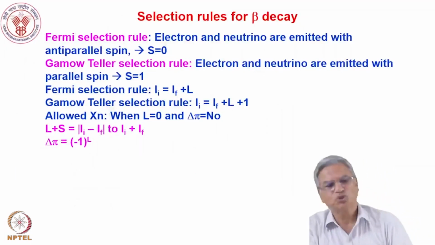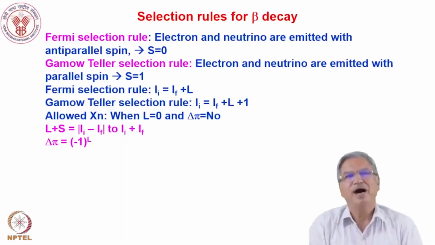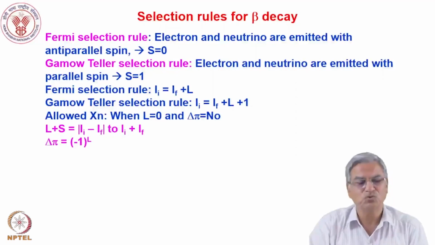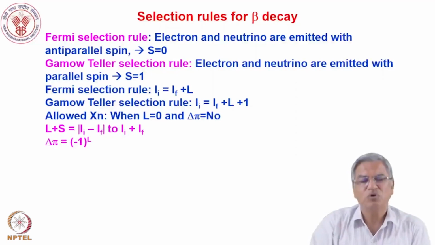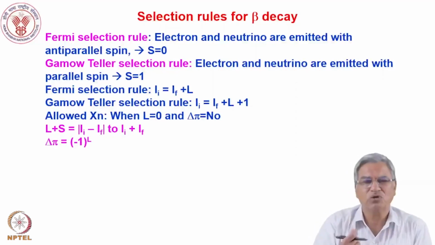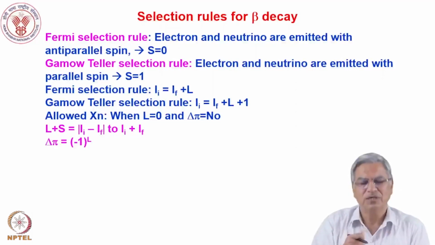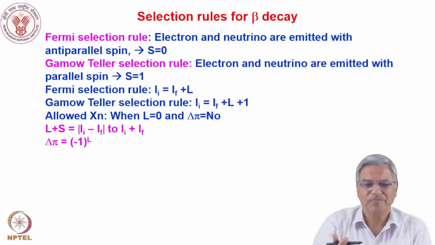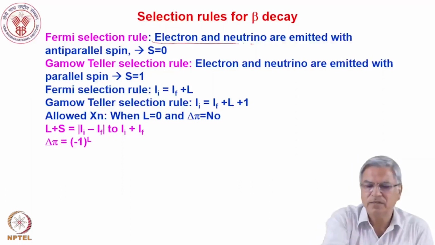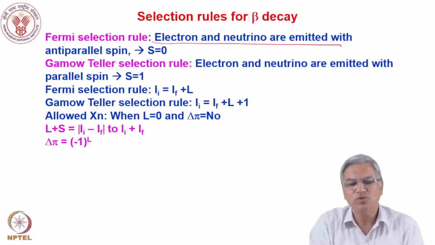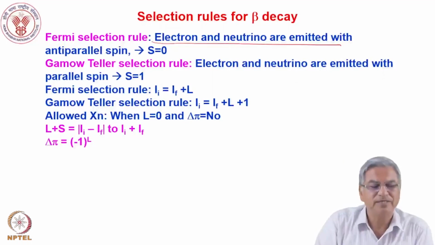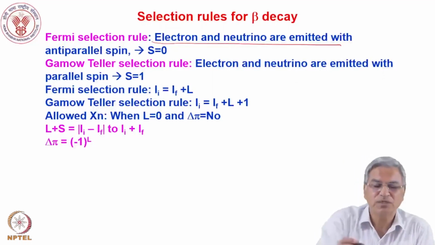The selection rules for beta decay are, in fact, two selection rules, one by Fermi, depending upon the spins of electron and neutrino, whether they are perpendicular to each other or parallel to each other, whether they are parallel or anti-parallel. In the Fermi selection rule, electron and neutrino are emitted anti-parallel to each other, so the spin component is 0.